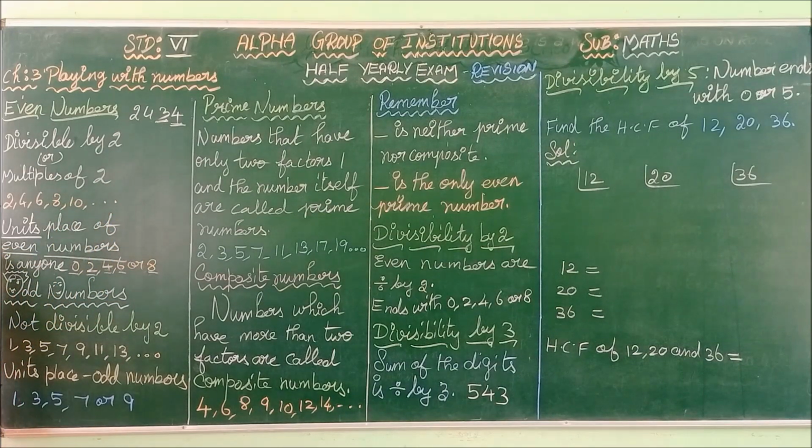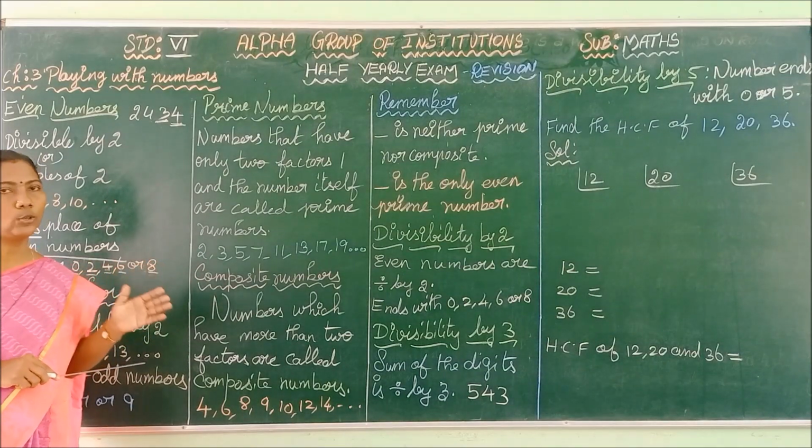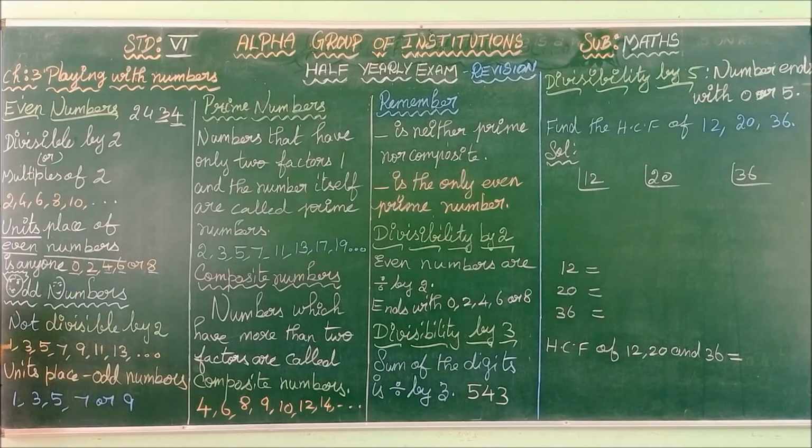Okay. Next we are going to see odd numbers. What is meant by odd numbers? Odd numbers are the numbers which are not divisible by 2. Okay. See here, what are the odd numbers? 1, 3, 5, 7, 9, 11, 13, etc. If a number is not even, definitely it is an odd number.